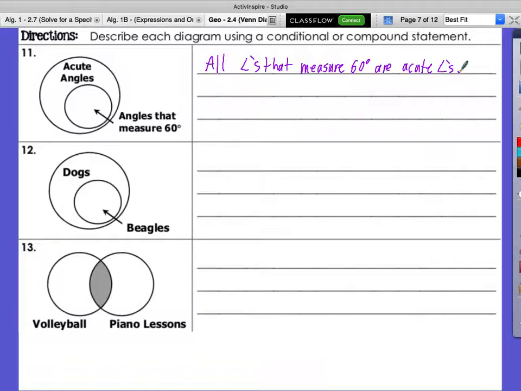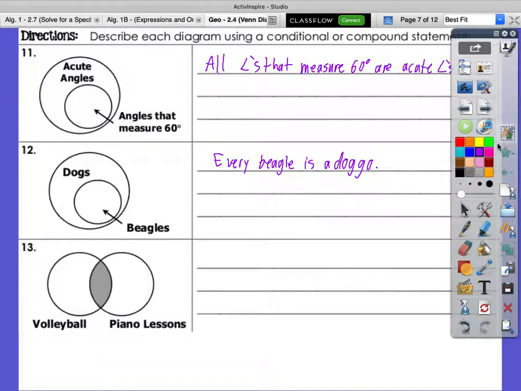Okay, does anyone know how to help me with number 12? Every beagle is a dog. All beagles are dogs. Okay, either way. Every beagle is a dog. And I can even put doggo there because I like the word doggo. Every beagle is a doggo. Okay, hot dogs are okay.